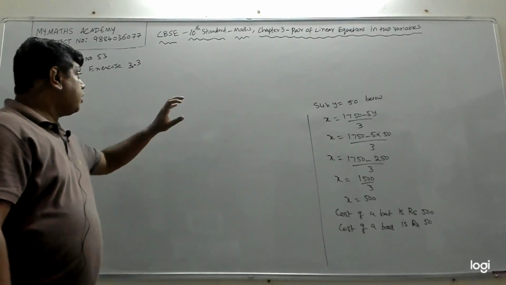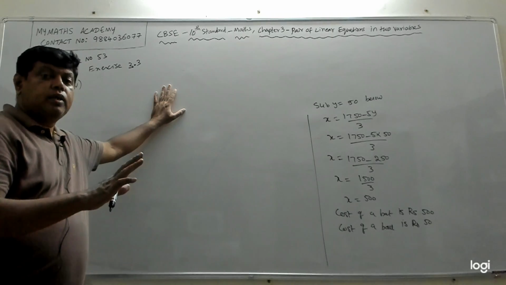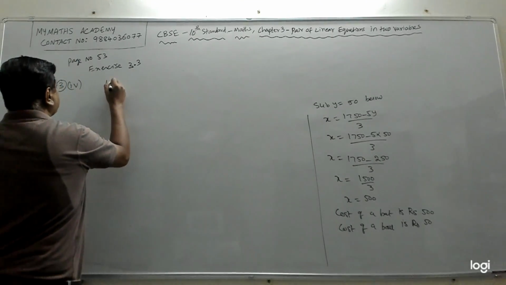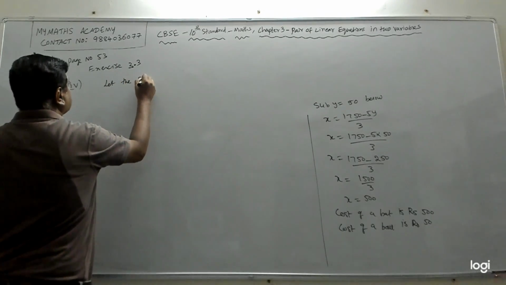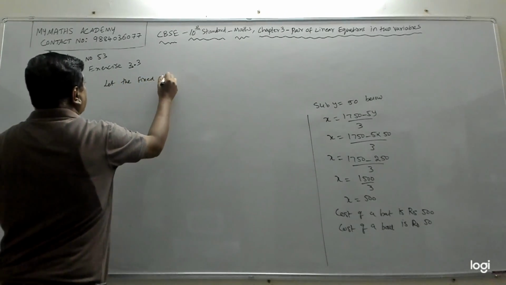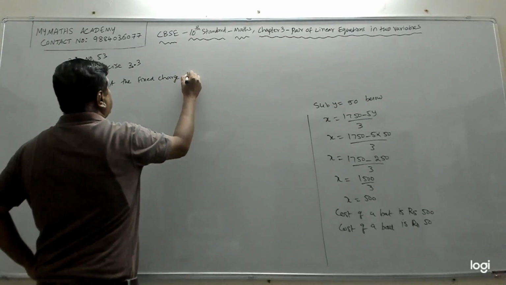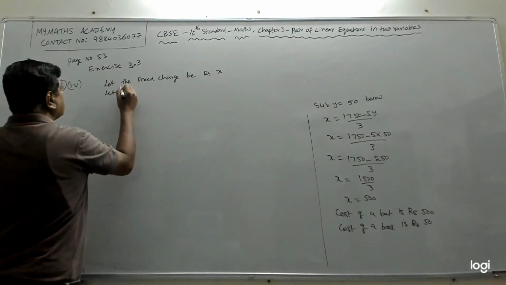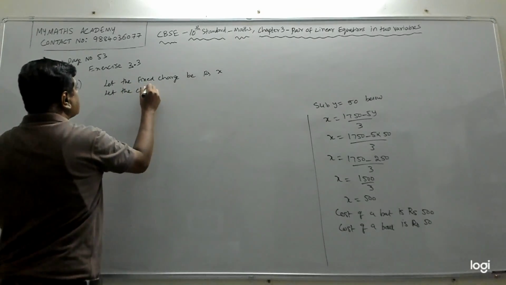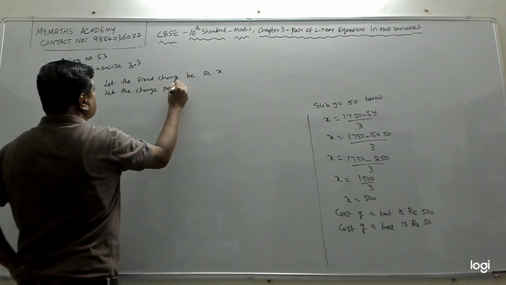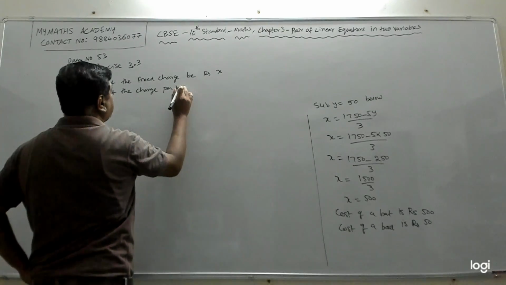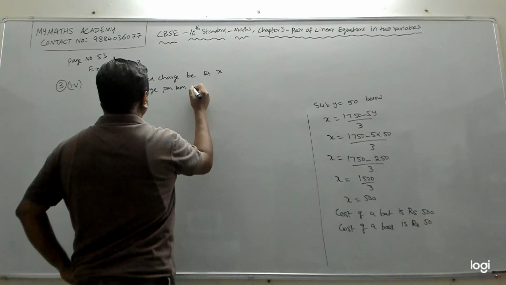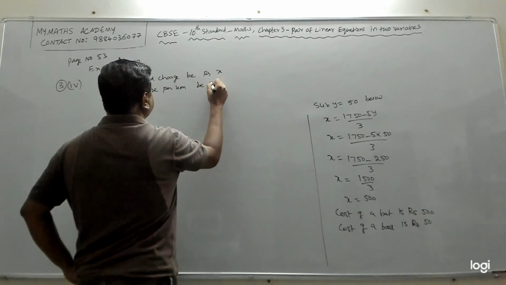So which means we have to find first the fixed charge and the charge per kilometer. We don't know that, so we'll call them, let the fixed charge be rupees x. Let the charge per kilometer be rupees y.